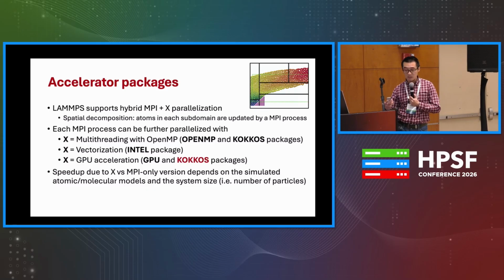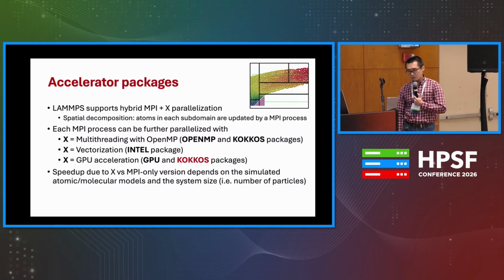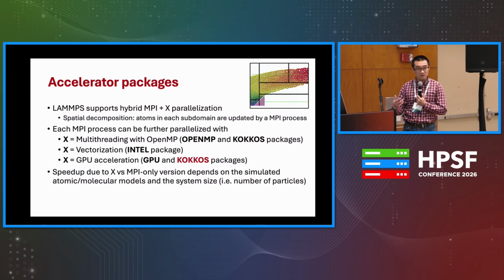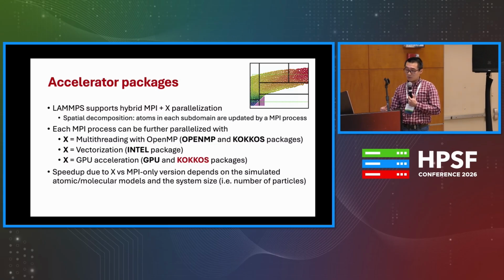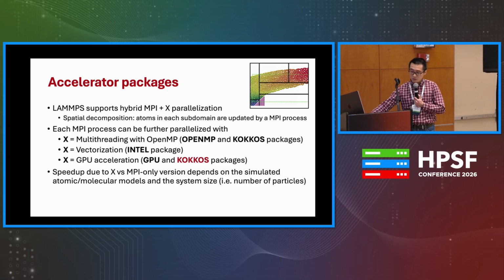parallelization called X, and LAMMPS supports different kinds of hybrid parallelization for multithreading, vectorization, or GPU acceleration. So in a single executable, you can have a mix of different kinds of acceleration, for example OpenMP, GPU, and the KOKKOS package built in. So we can switch just among those backends to use up the GPU if they are on the nodes.